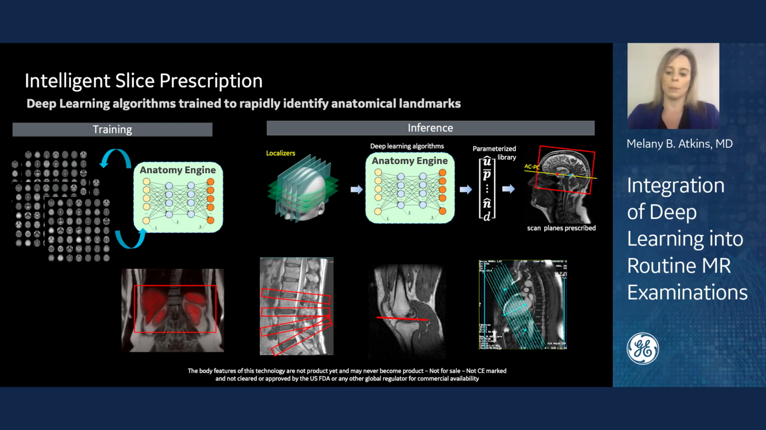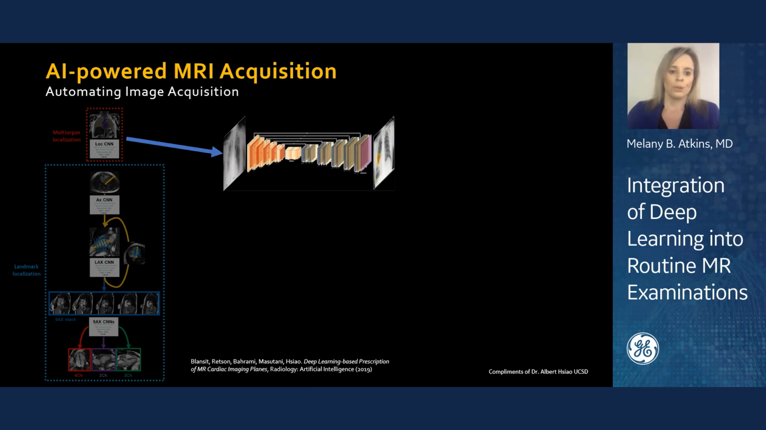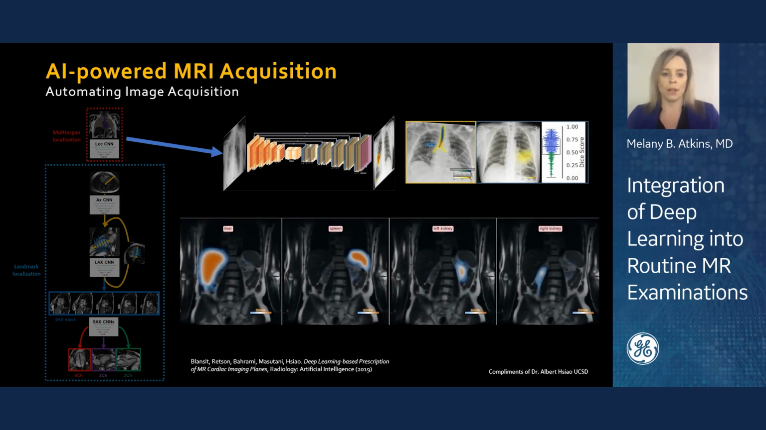So I'm going to move on to talk a little bit more about cardiac imaging and automating image acquisition. This is compliments of Dr. Albert Hsiao at UCSD. They utilized convolutional neural networks to localize major anatomic landmarks. For instance, here you can see below, the AI algorithm has localized the liver and the spleen, the left kidney, and the right kidney. And so they did a large project in order to localize the major cardiac prescriptions.